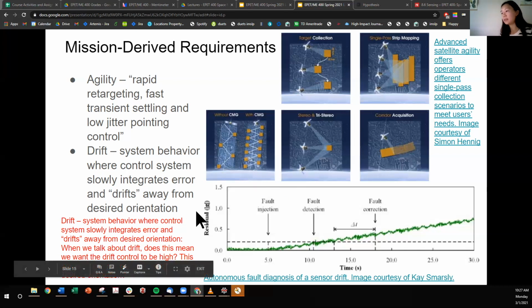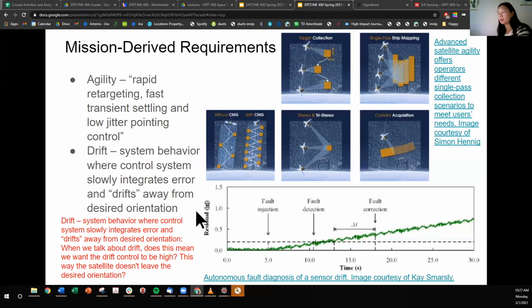So the question down here is, when we talk about drift, does this mean we want the drift control to be high? This way the satellite doesn't leave the desired orientation. I don't know if the language here, drift control to be high, is what I would use. But it is true that we don't want the satellite to leave the desired orientation. So to compensate for drift, we have these two methodologies of making sure your sensor estimate, your attitude estimate, does not drift. I just gave you one mitigation strategy. And you also want to make sure that your control compensation also does not drift.